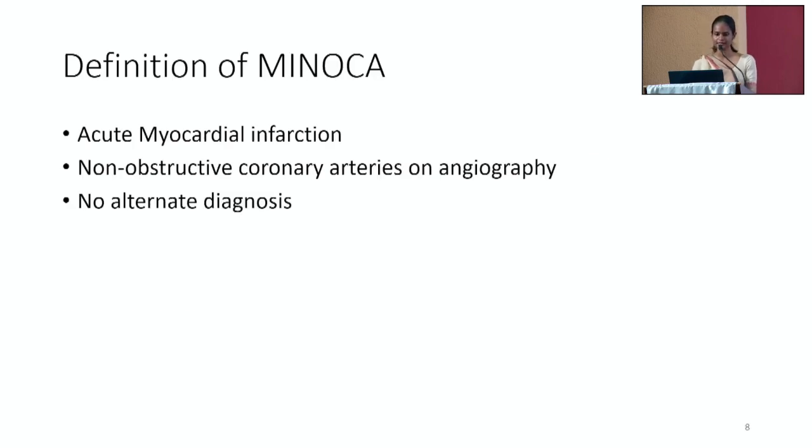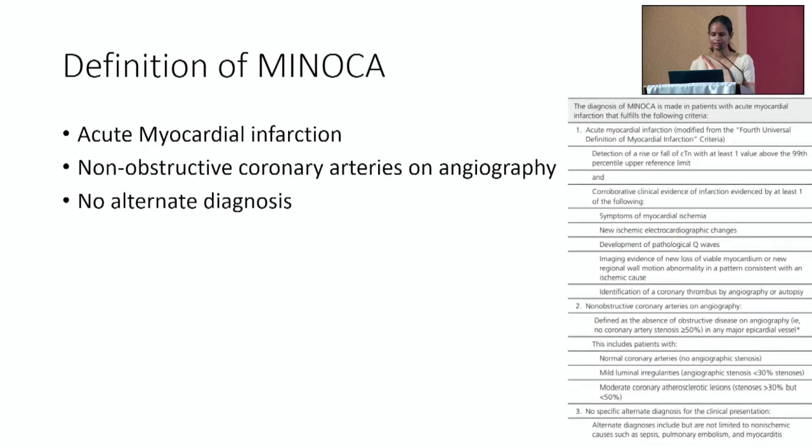The conditions that come under MINOCA should fulfil the acute myocardial infarction definition according to the 4th universal definition of MI, and have non-obstructive coronary arteries on angiography. That means less than 50% stenosis in the angiogram. And they shouldn't have any alternative diagnosis as well. So this is the criteria for MINOCA.